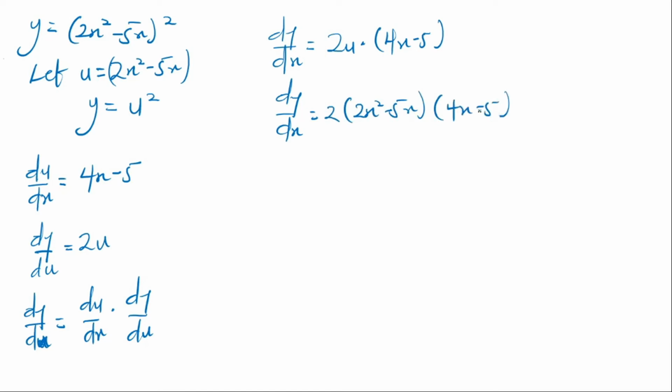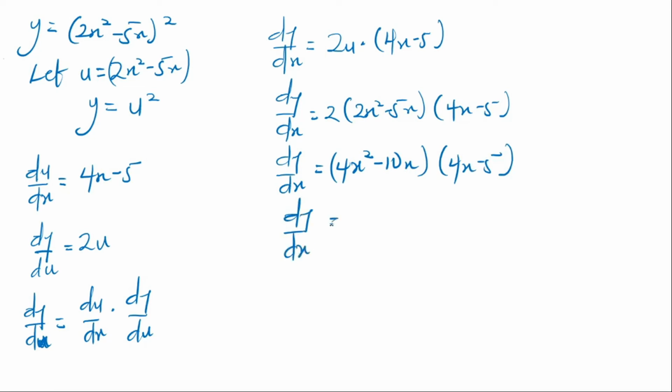Alright, so all we need to do from here is just to expand the bracket and then get our answer. So our dy/dx becomes what? This multiplied by this will give us 4x squared minus 10x, then multiplied by 4x minus 5.